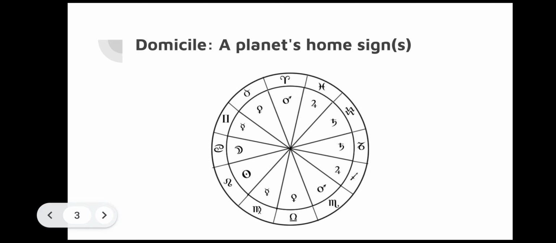So Mercury is at home in Virgo. But then if you look up above the moon, it's also at home in Gemini. And the same thing with Venus, at home in Libra, also in Taurus. And then Mars at home in Scorpio, also in Aries. Jupiter at home in Sagittarius, also in Pisces. And then Saturn at home in both Capricorn and Aquarius.